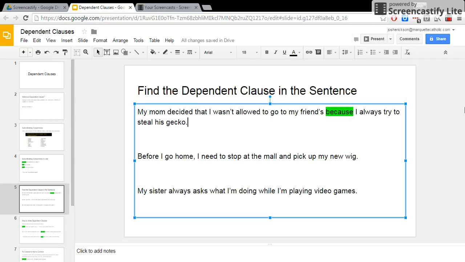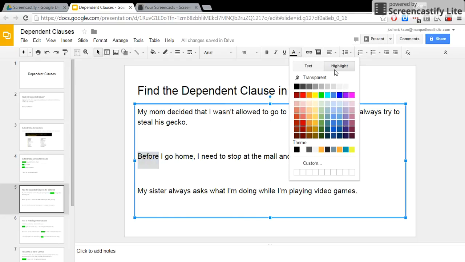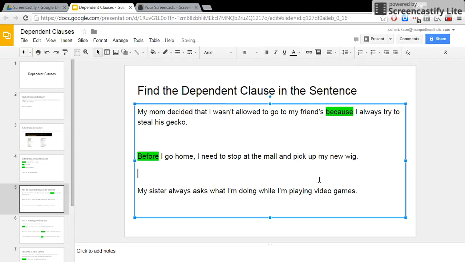The next one: before I go home, I need to stop at the mall and pick up my new wig. The dependent clause is this one right here. Now, why is that? Because of the word before. That's your subordinating conjunction. So that makes it dependent. It depends on the other sentence to make it go. You can't say the sentence, before I go home. Before I go home, what? It's not a complete thought. You need a second part to it.